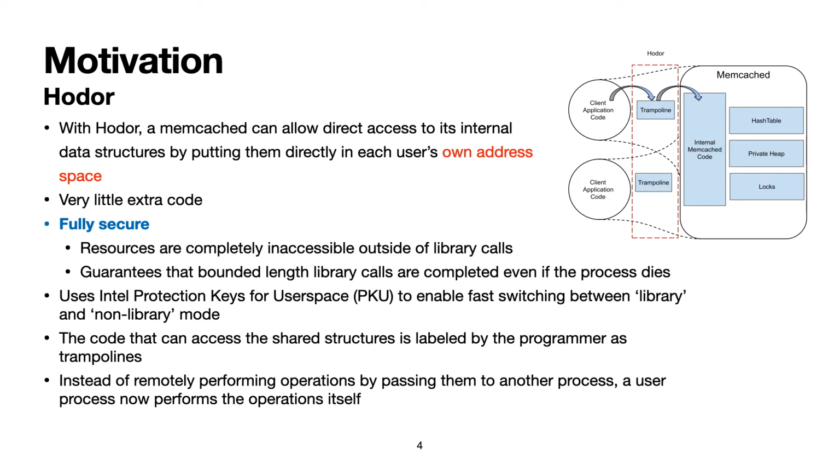As well, Hodor guarantees that if a process were to die for some reason outside the library code, any calls in process will continue to completion so that structures may remain intact. All of this will allow the user the ability to access Memcached internal structures directly without incurring the overhead of sockets, but restricting this access to a preordained list of developer-defined functions.